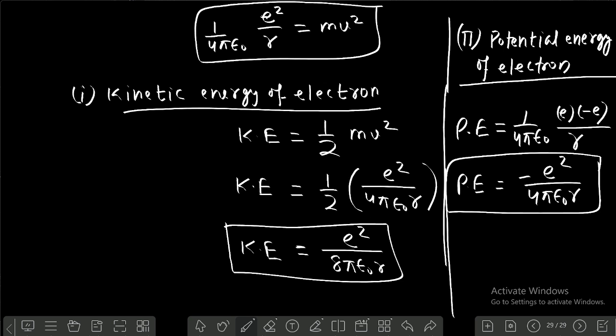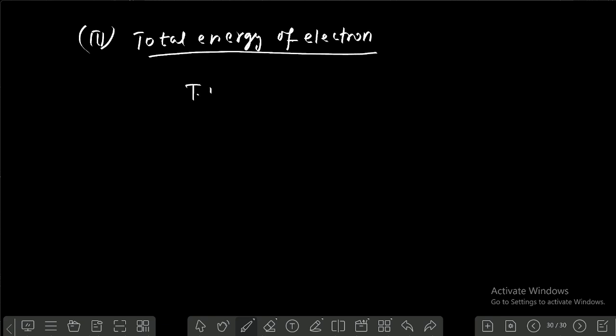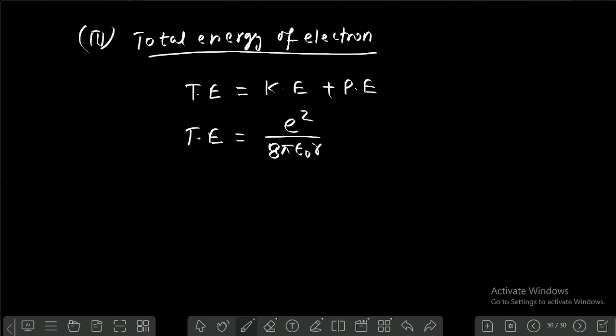Next, total energy. Now all of you listen here. Third, total energy of the electron. What is the total energy of the electron? Total energy equals kinetic energy plus potential energy. Kinetic energy is e square by 8 pi epsilon naught r, plus the potential energy, which is minus e square by 4 pi epsilon naught r.